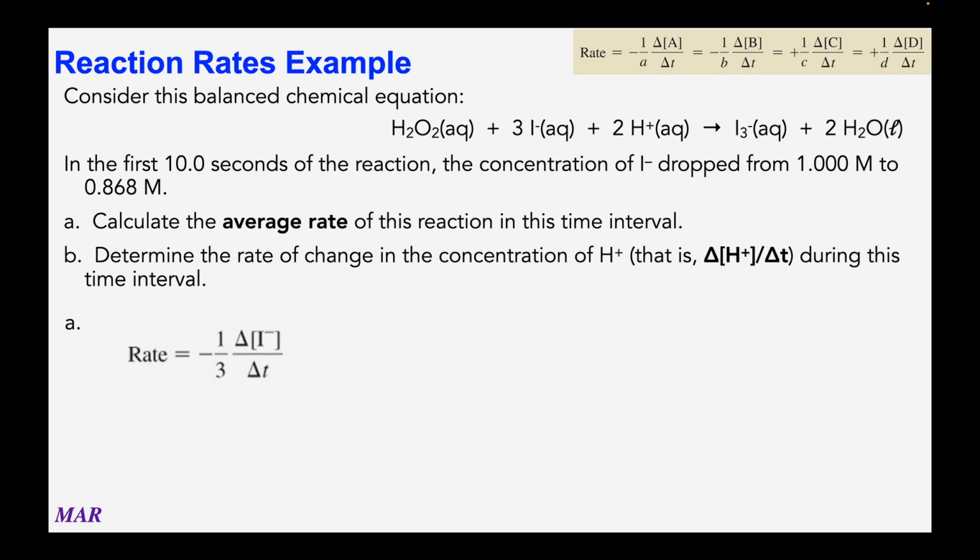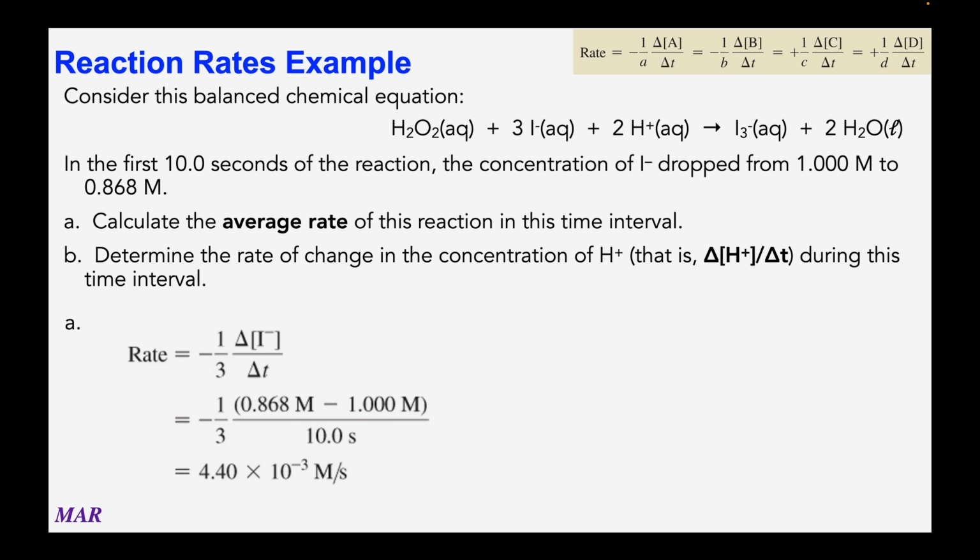Now, delta, as I said, is final minus initial. We're going to do final minus initial for the iodide concentration. That's going to be the final concentration 0.868 and the initial concentration 1.000. And for the delta time, the final time will be 10 seconds, and the initial time will be 0 seconds. So if you throw all of that in your calculator, you get a speed for the iodide of 4.40 times 10 to the -3 molar per second.